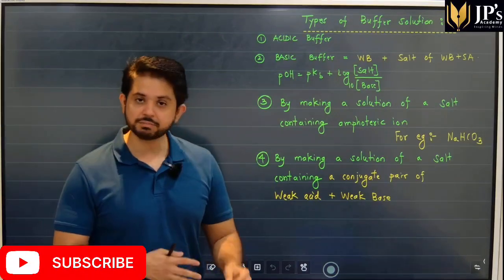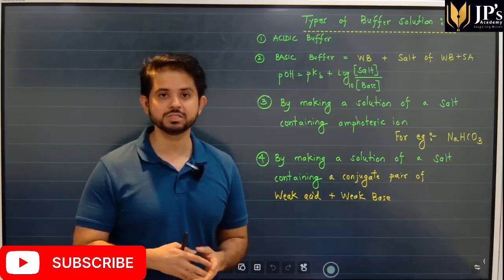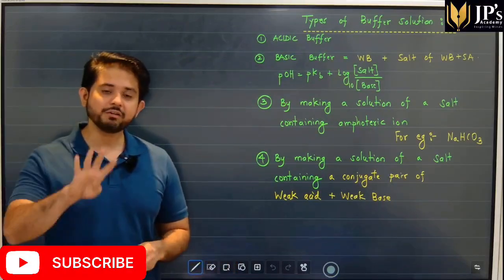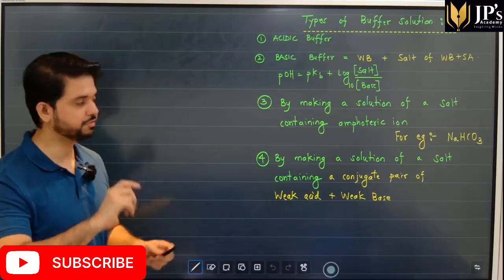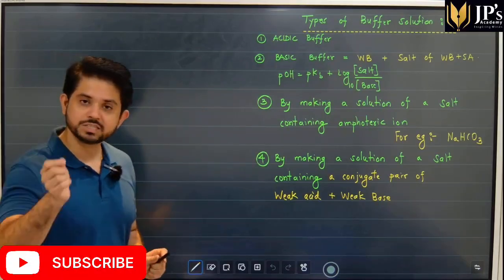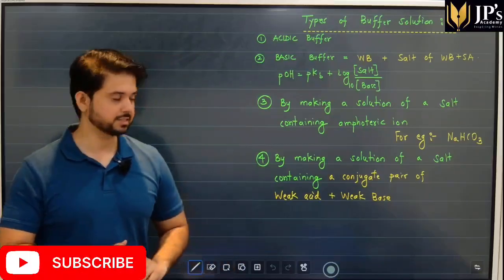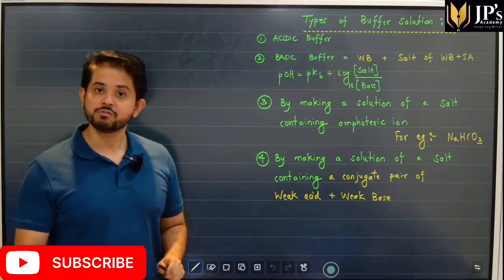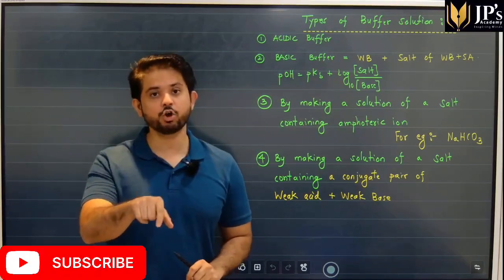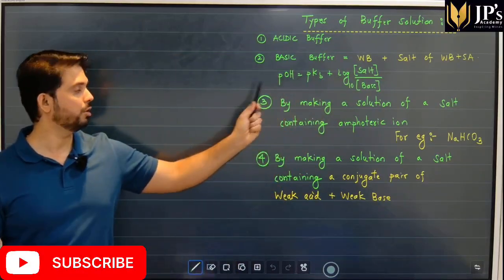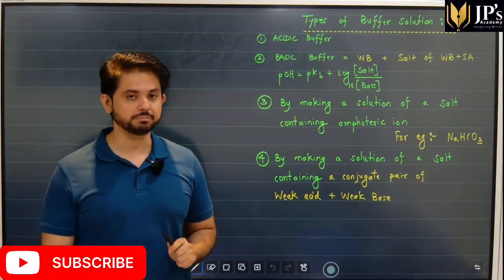Just like we studied the buffer action of an acidic buffer, students, exactly the same is the buffer action of a basic buffer. So we have four types of buffer solution. The first is the acidic buffer, which is a combination of a weak acid and a salt of the weak acid with a strong base. Next, we have the basic buffer, which is a weak base plus a salt of the same weak base with a strong acid. I've also written the formula for pOH of a basic buffer.